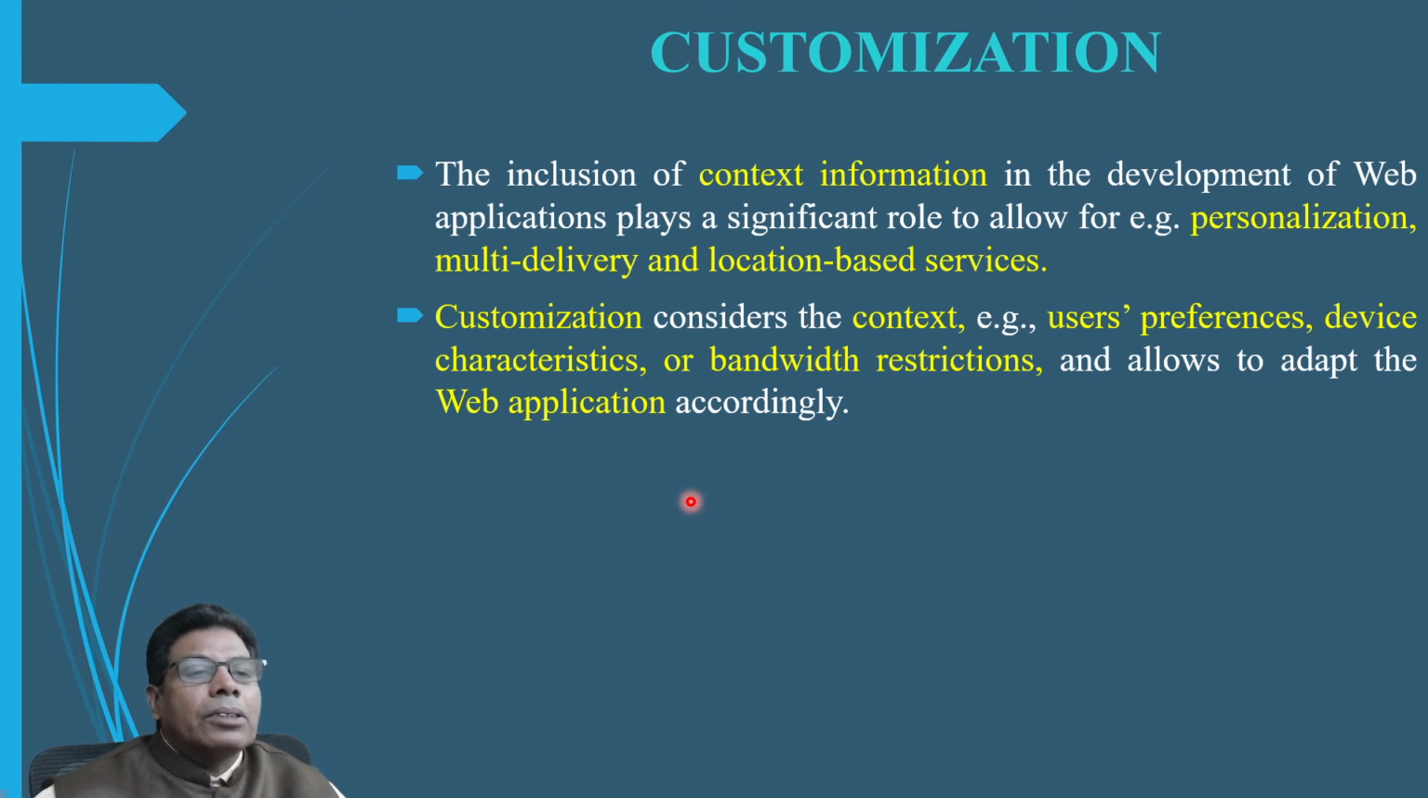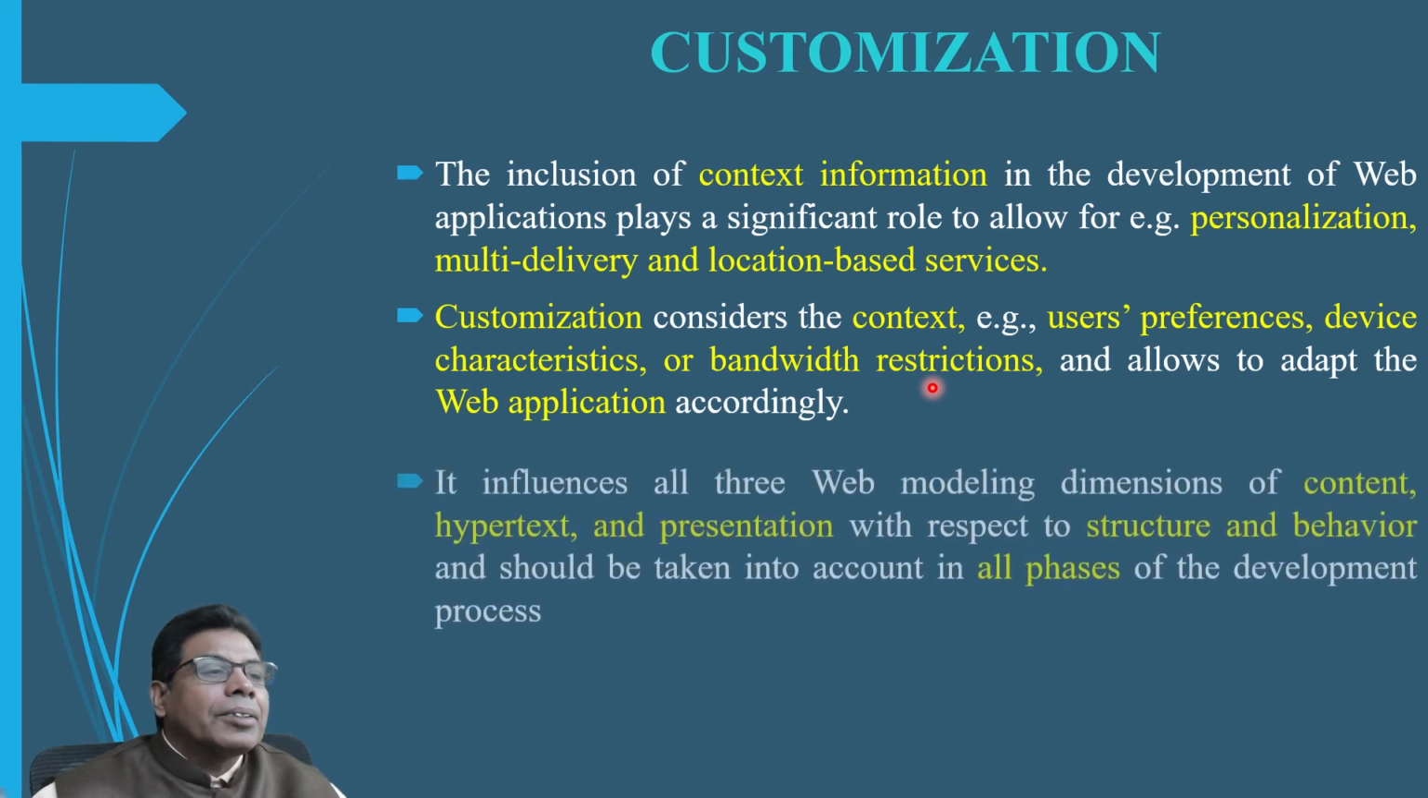For example, user preference, device characteristics or bandwidth restrictions, and it allows the web application to adapt accordingly. So these are three things: the user's preference, what the user prefers, then what device the user is using, that is the device characteristics, or bandwidth restriction. That means if the bandwidth is low, at that time the web application will have to adapt itself accordingly.